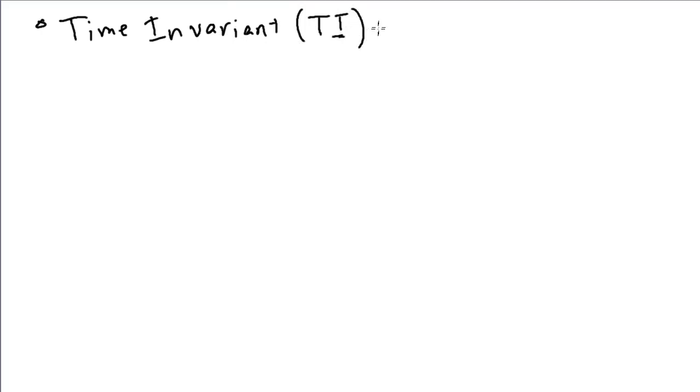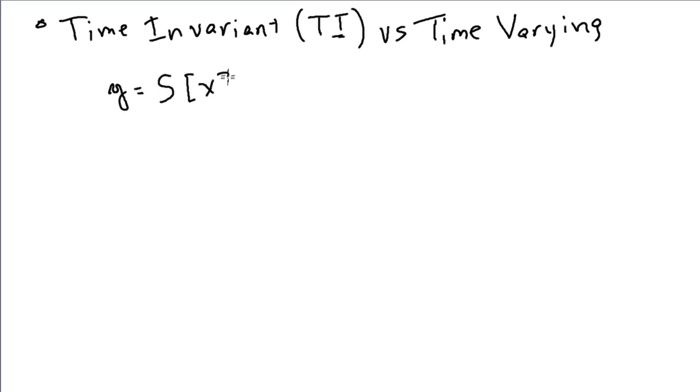Okay. One more thing I want to show in this portion of the video is how to distinguish between a time invariant system, which I'll often abbreviate TI, okay, versus a time varying system. And in this course, we will focus on linear time invariant systems. So again, given input X to our system, that produces output Y.